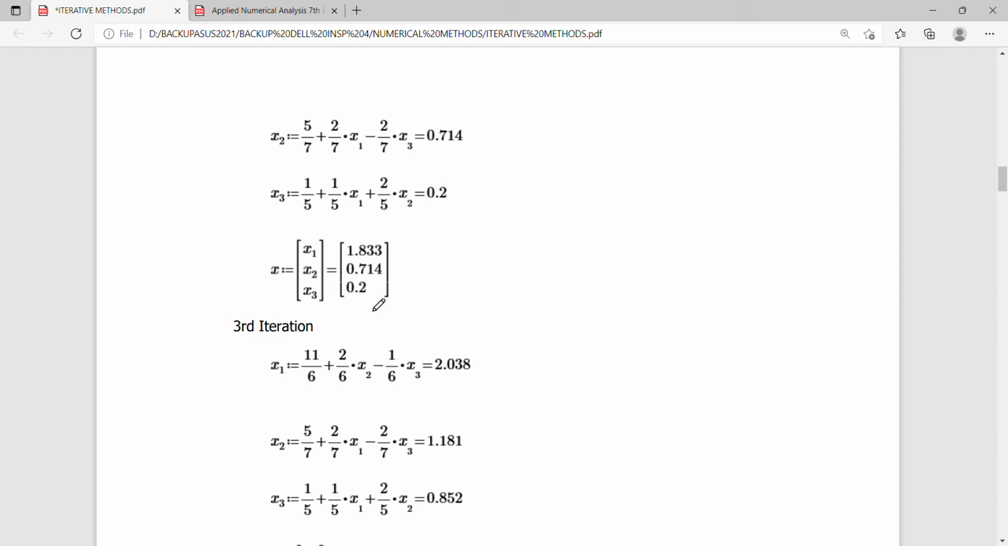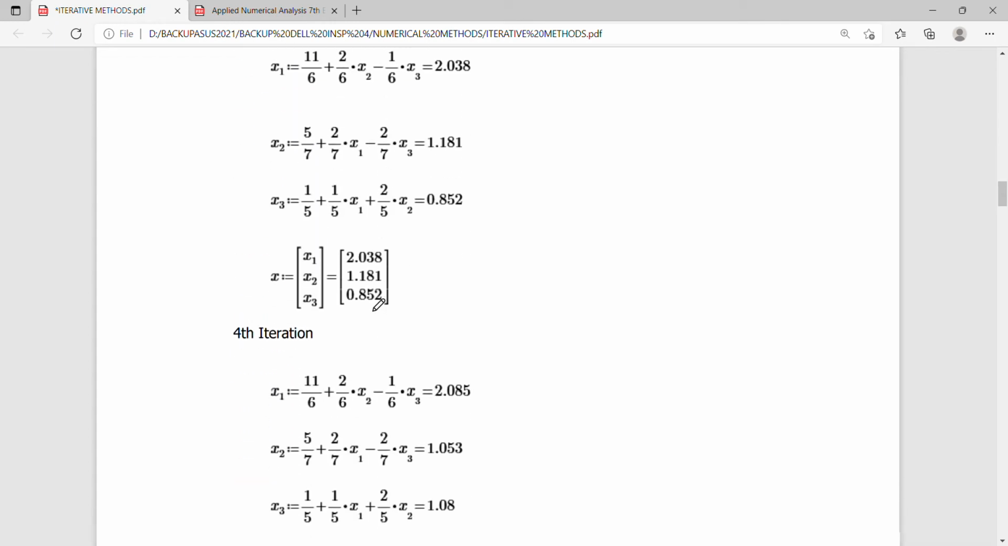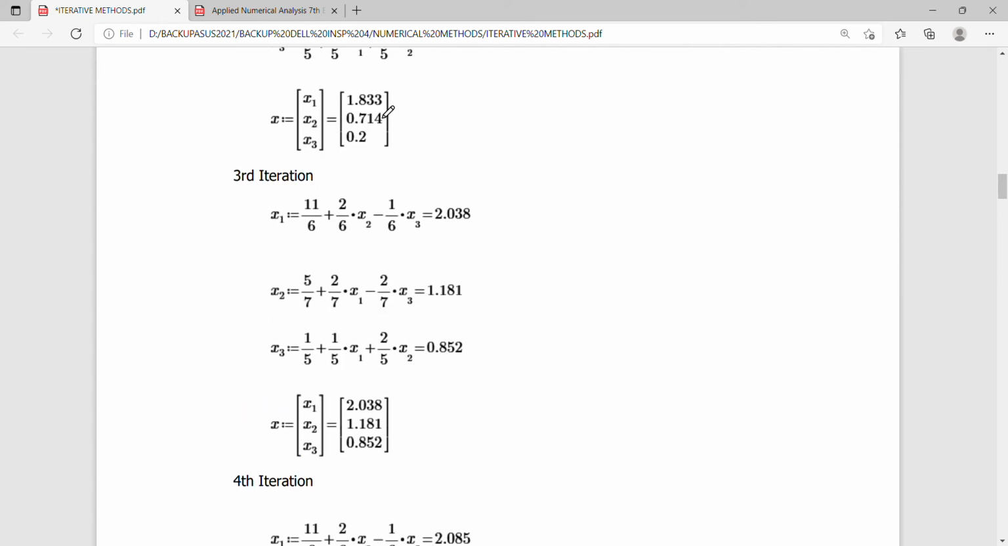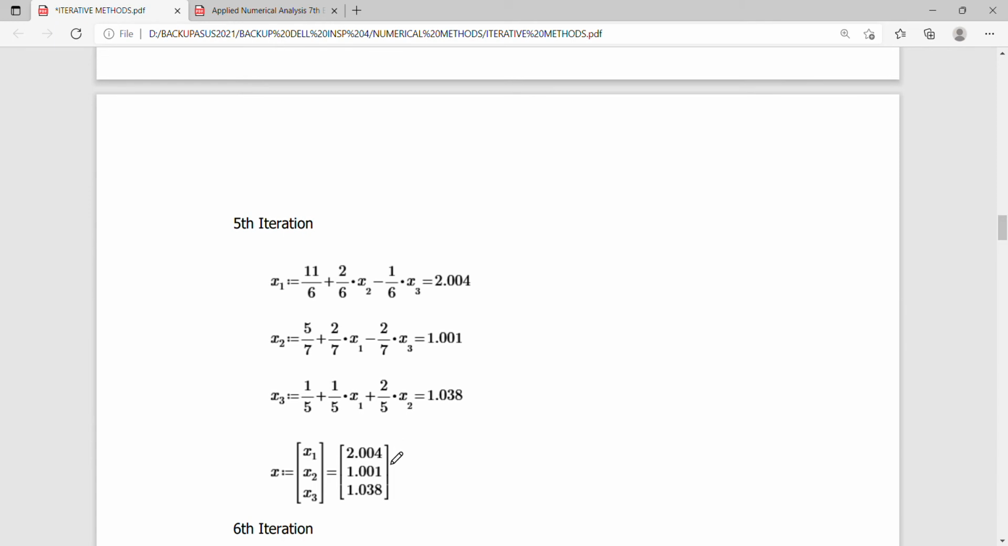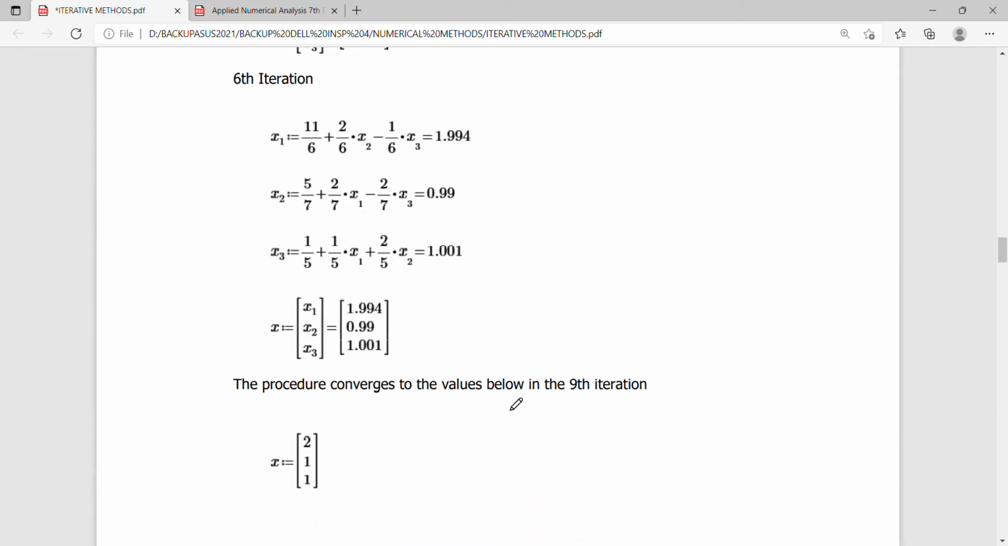So the process is just repeated. That's why it's called iteration, until such time that you will notice your convergence is actually becoming very, very near to the actual values, the converging values of the x vector. How do you know it's becoming nearer? You will notice that the change in the values of the x vector becomes smaller and smaller until such time, on the fourth iteration, you will see this to be very, very much the same until it reaches the ninth iteration, wherein the actual solution is achieved by convergence. So x now is equal to 2, 1, and 1.